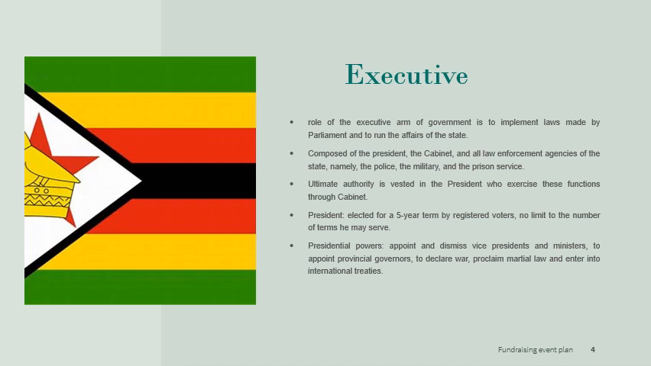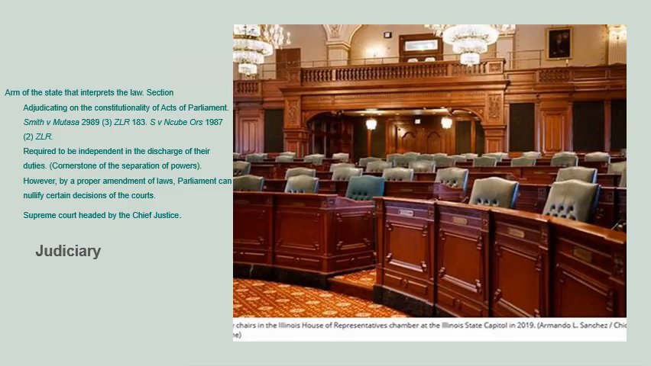Now, in terms of presidential powers, we are looking at the authority that the president has. He has the power to appoint and dismiss vice presidents. He has the power to appoint provincial governors, to declare war, to enter into international treaties, and so forth, as is authorised by the Constitution.